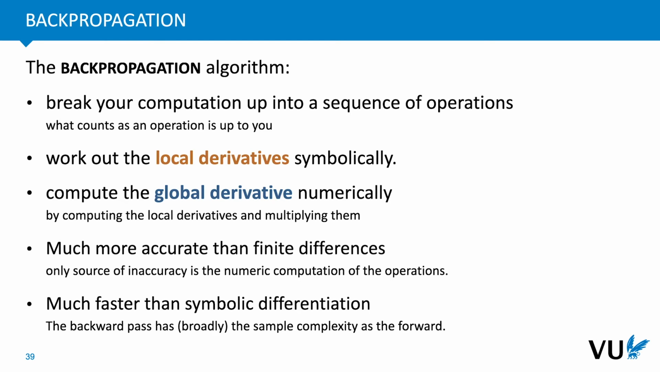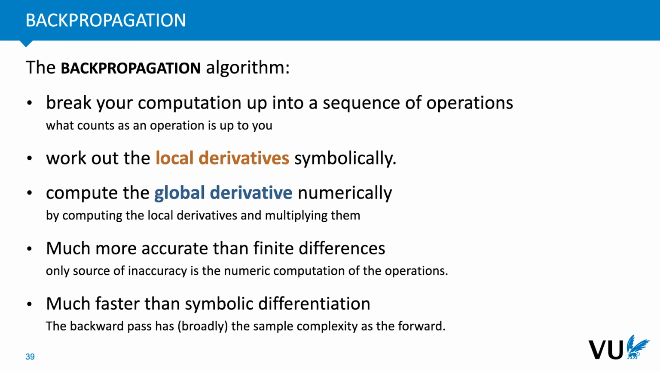It's much more accurate than finite differences because we've taken information from the symbolic structure of our formula, and it's much faster than both finite differences and symbolic differentiation because we've only worked out the derivatives locally and we've done the rest numerically. So in that way, it's the best of both worlds.